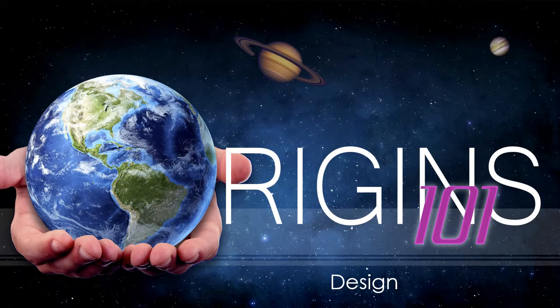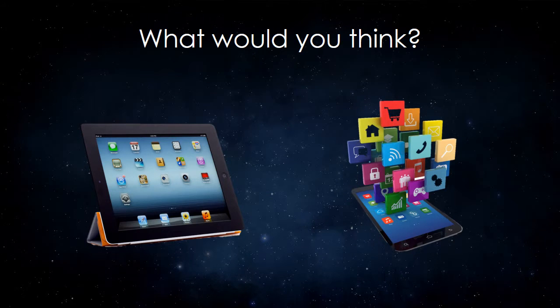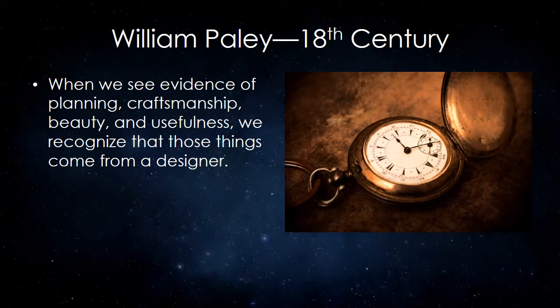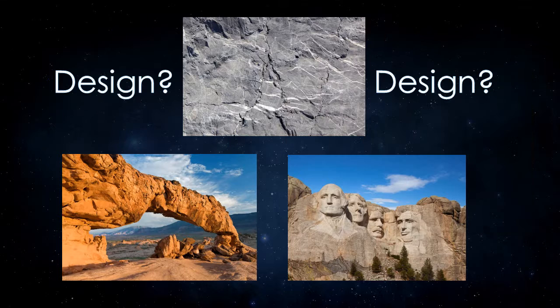Origins 101, Design. What would you think if you found an iPad or a cell phone in the woods somewhere? Would you be more likely to think their pieces had been blown together in a recent storm, or that they had been left there by someone? In the 18th century, a man named William Paley used a watch to illustrate the same point, that when we see evidence of planning, craftsmanship, beauty, and usefulness, we recognize that those things come from a designer.